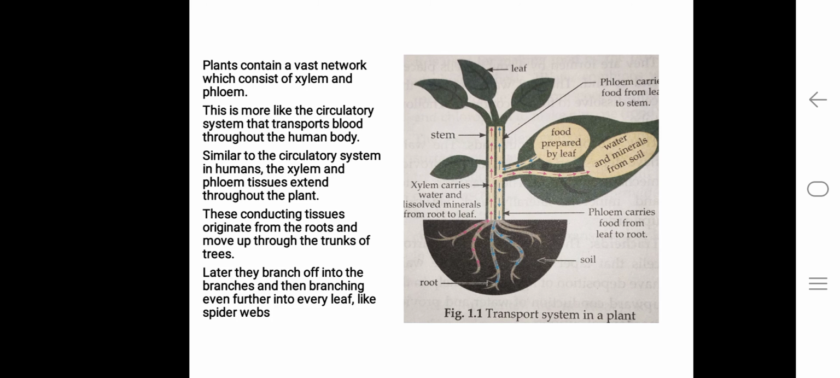Now, the main thing is that what we have learned today is about transportation. We have learned about vascular, very important tissues, that is plant conducting tissues, xylem and phloem. We have also learned about the functions of xylem and phloem.